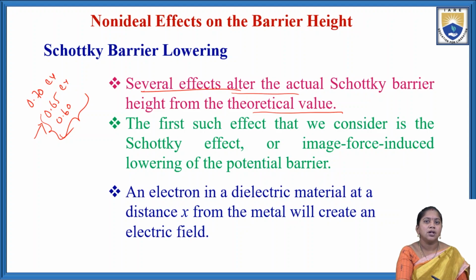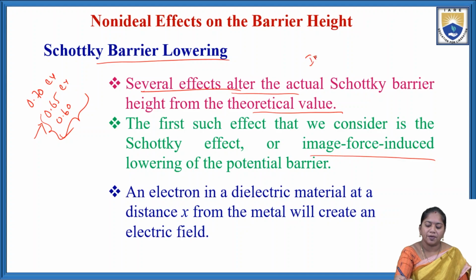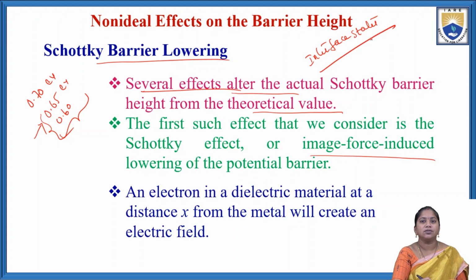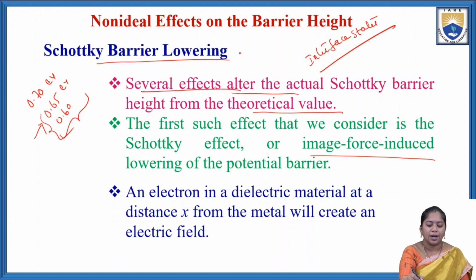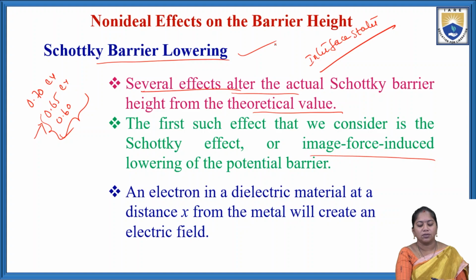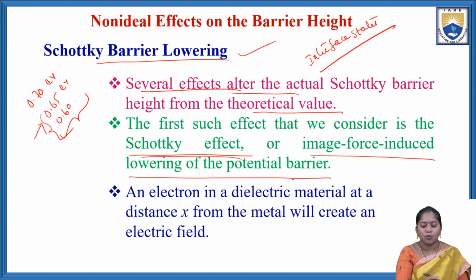The first factor is Schottky barrier lowering, which is also called image force induced lowering. This parameter decreases the Schottky barrier height, and the other parameter is interface states. These two parameters are responsible for lowering of the Schottky barrier height. The first effect is known as the Schottky effect, also called the image force induced lowering of the potential barrier.